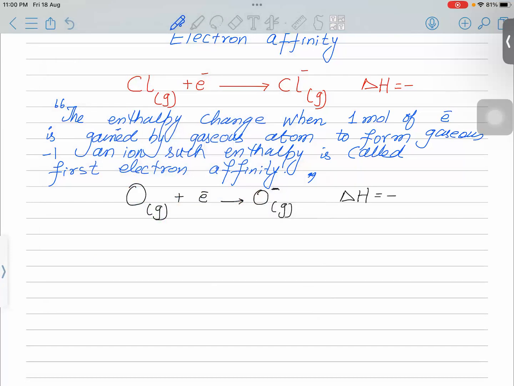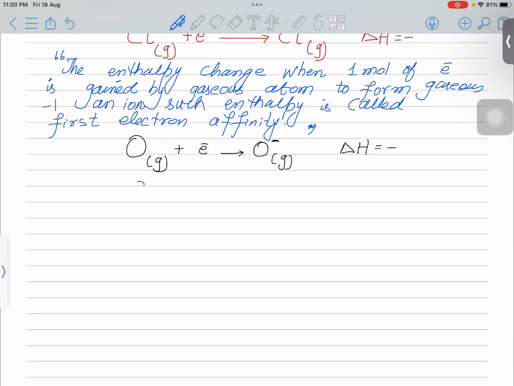Beta, can you give me an example of sulfur? S gaseous plus electron gives S minus in the gaseous state. Delta H is negative. This is electron affinity, right?